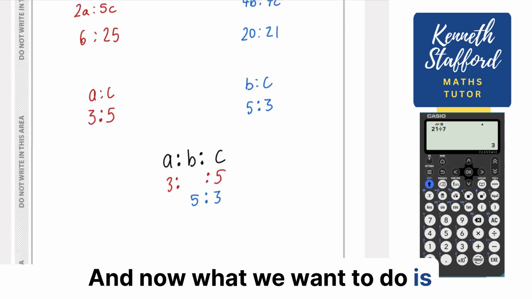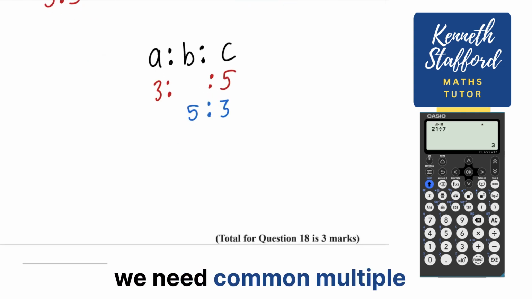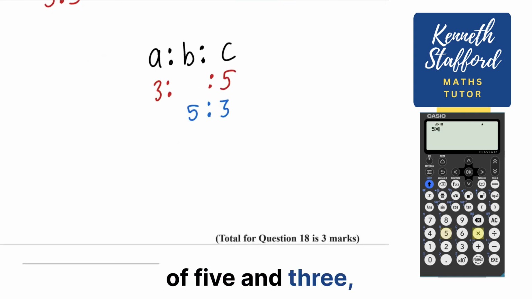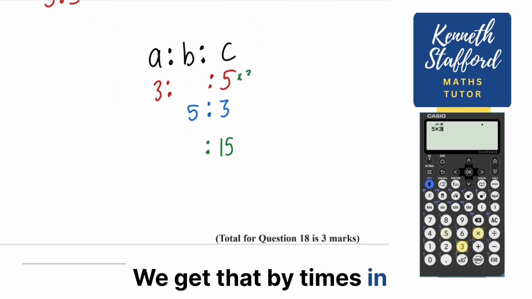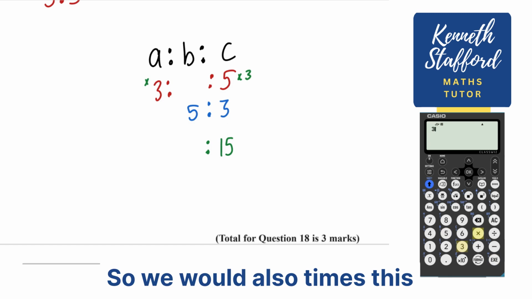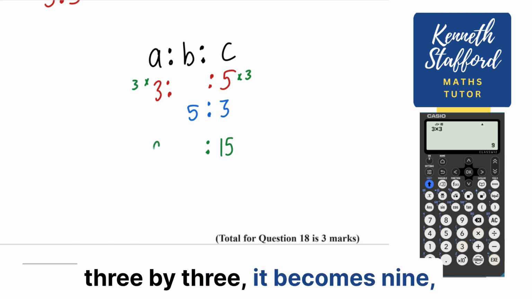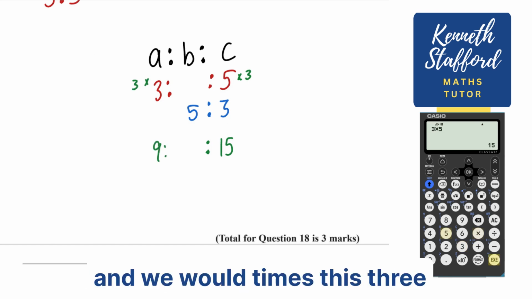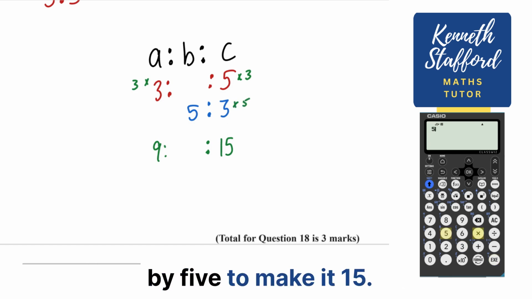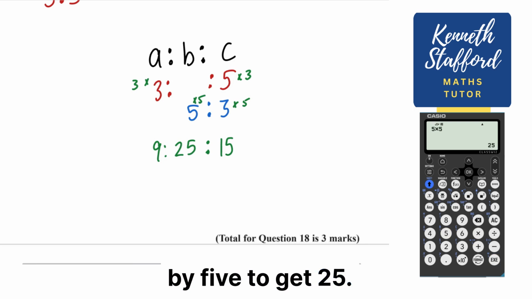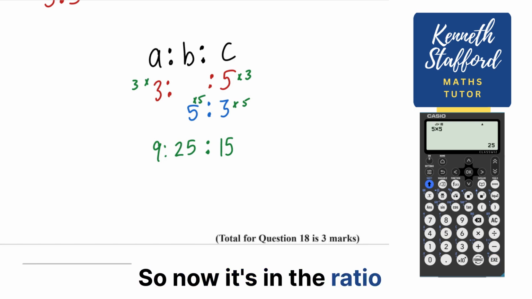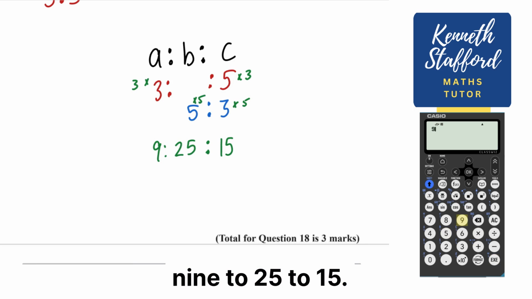And now what we want to do is to combine these ratios. We need a common multiple of 5 and 3, which would be 15. We get that by timesing the 5 by 3, so we would also times this 3 by 3. It becomes 9. And we would times this 3 by 5 to make it 15. So we times the 5 by 5 to get 25. So now it's in the ratio 9 to 25 to 15.